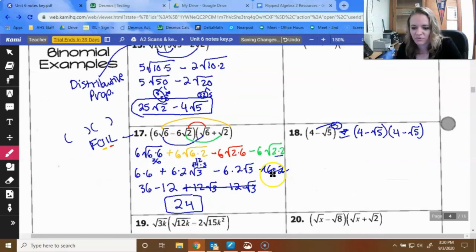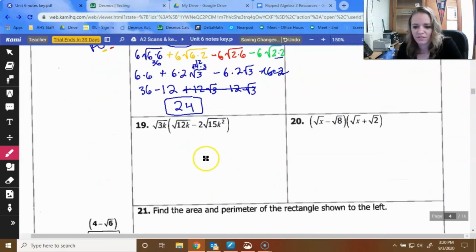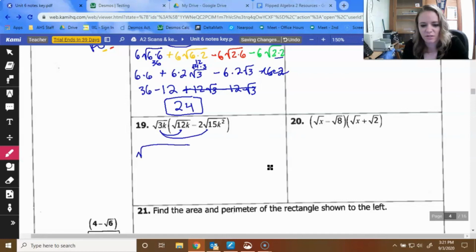Alright, 16 is FOIL, 18 is FOIL. Alright, this one's distributive. Let's go ahead and do this. Might as well. So multiply these and multiply these. Alright, no numbers out front, so I can just start right away with this. 3 times 12 is 36, and then I have k times k, which is k squared.